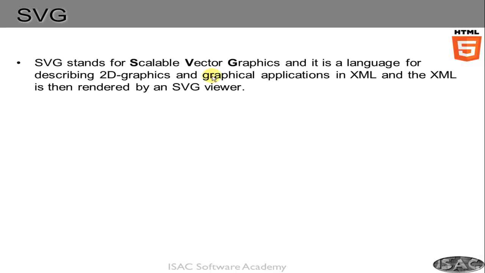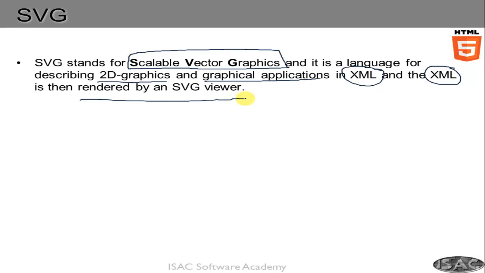So SVG stands for scalable vector graphic. Very simple, scalable vector graphic. And it is a language for describing 2D graphics and graphical applications in XML format, and then this XML is rendered by an SVG viewer. So what exactly happens is that you define the complete drawing in an XML format, and that XML format is rendered by an SVG viewer which is there in all HTML5 supporting browsers.